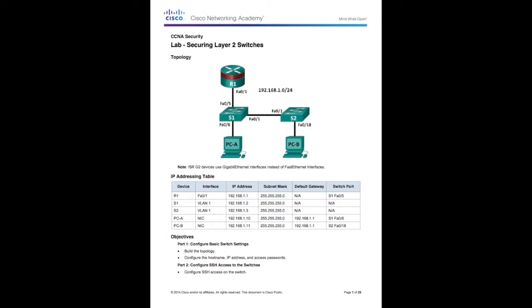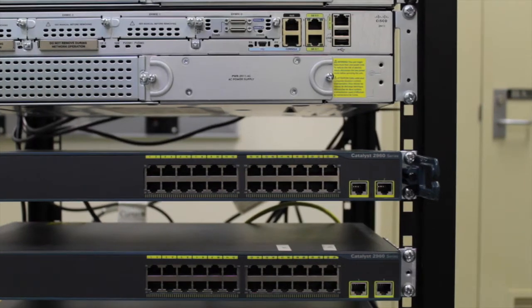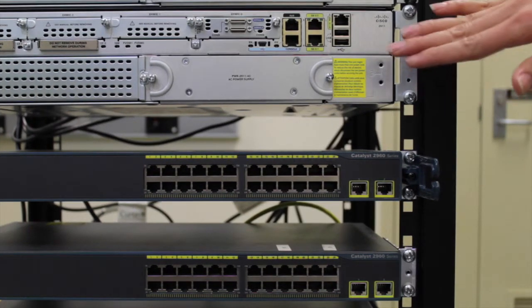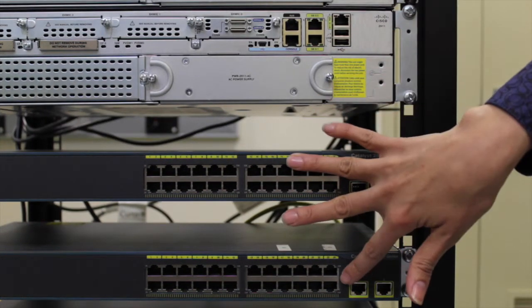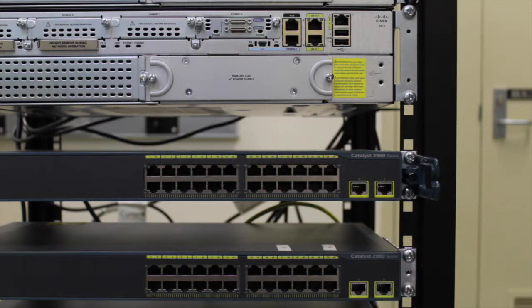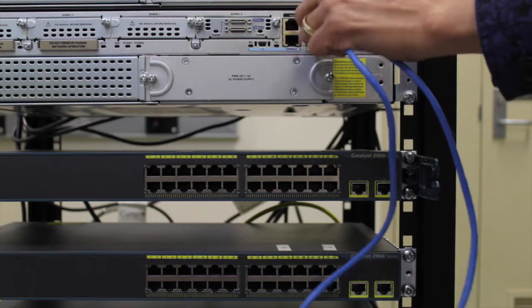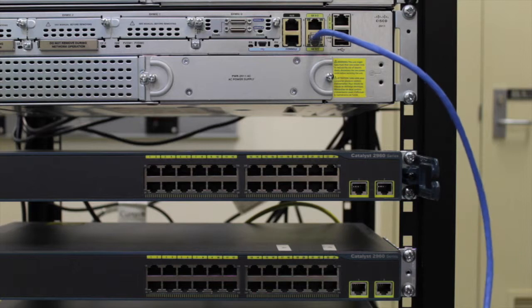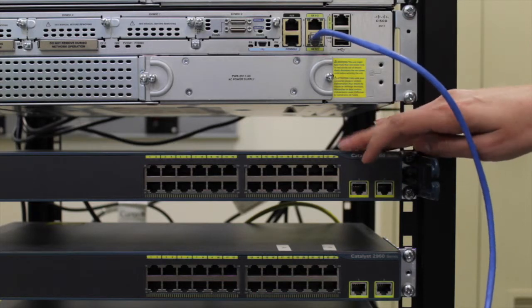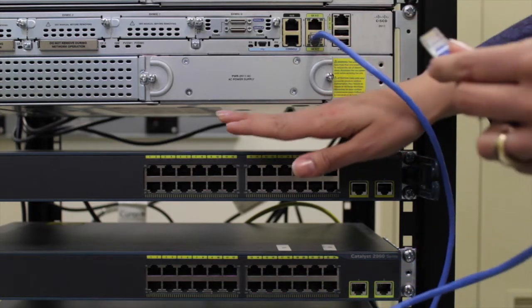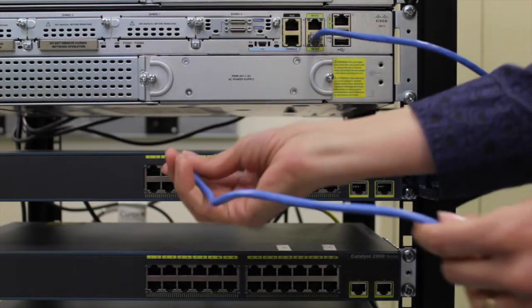First, we connect the devices based on this topology. In the Lab 6 topology, we have one router, 2 switches, and 2 PCs. To connect them, we have to start with Gigabit Ethernet 0/1 on router 1, connecting it to Fast Ethernet 0/5 on switch 1.